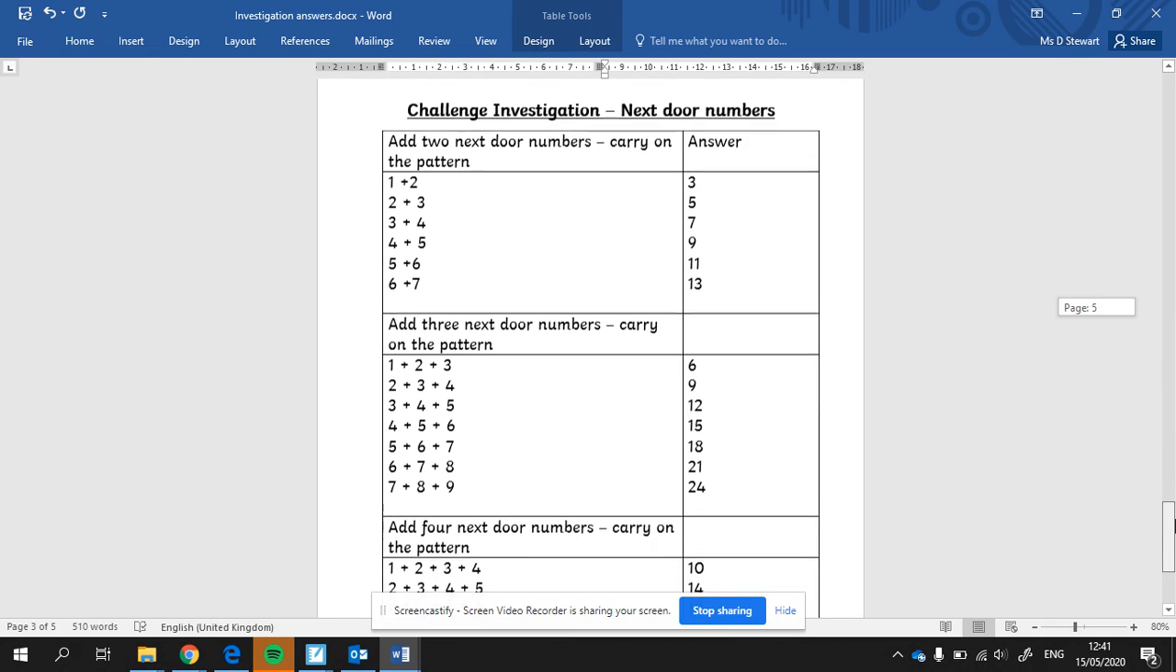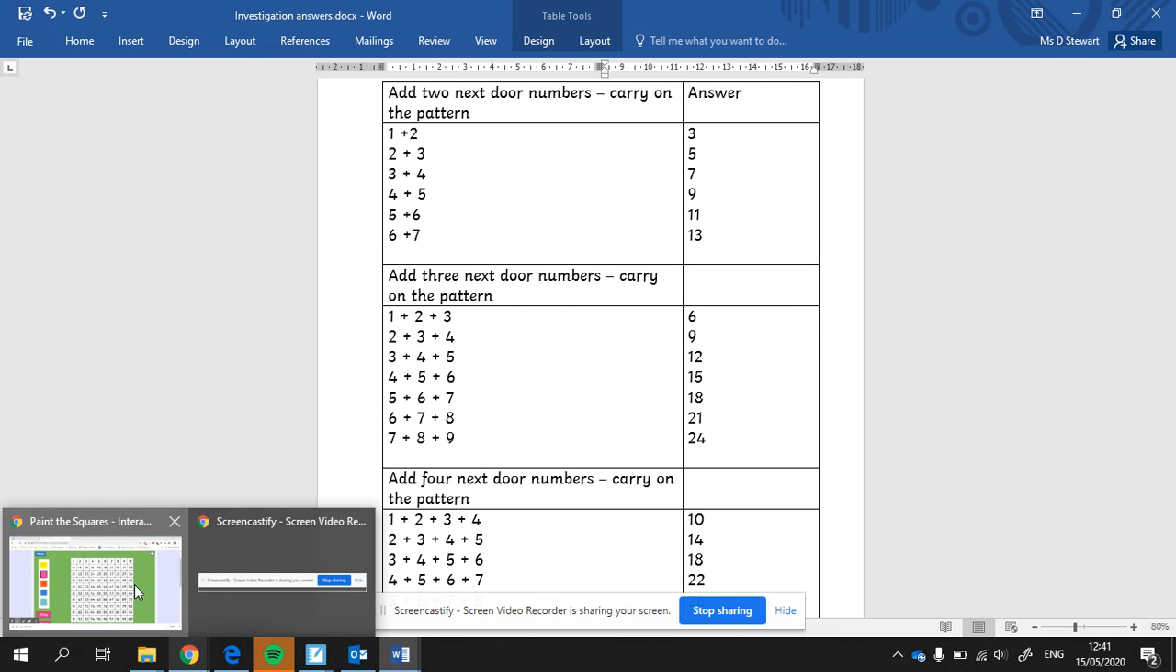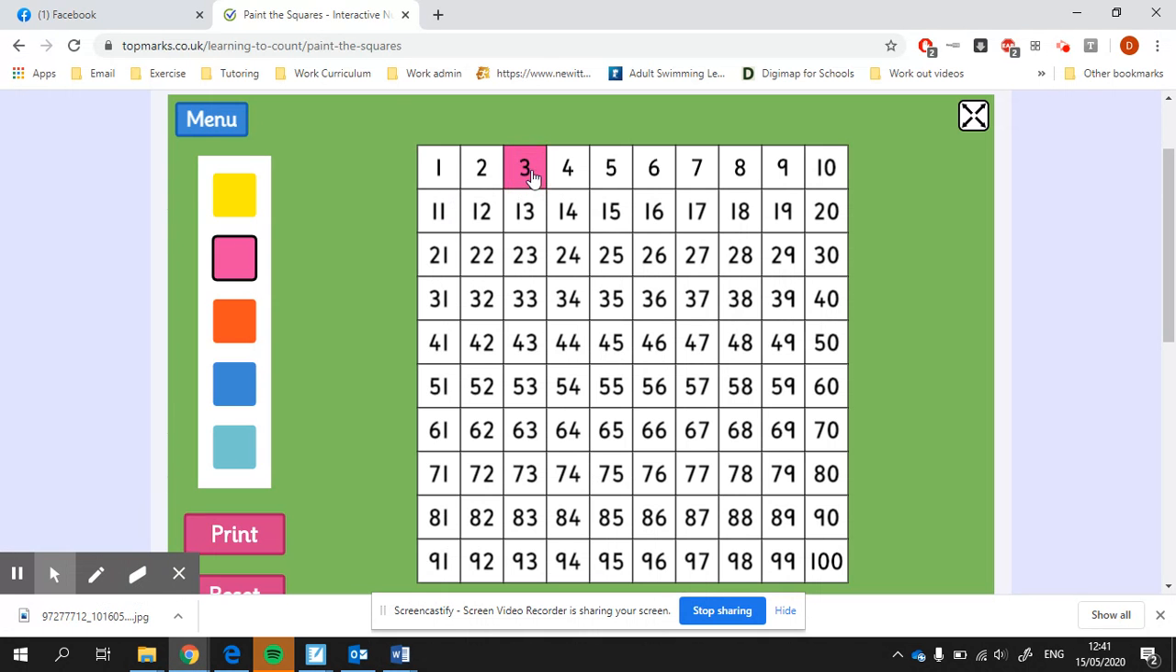Okay, so this was looking at next door numbers. We had 1 and 2, 2 and 3, 3 and 4, and we got this pattern of answers 3, 5, 7, 9, 11, 13. I'm going to plot that on here. Oh, missed one.